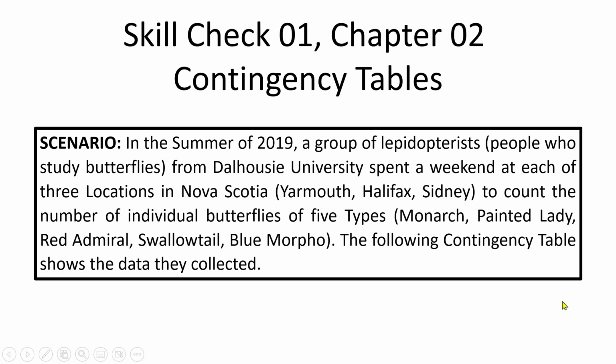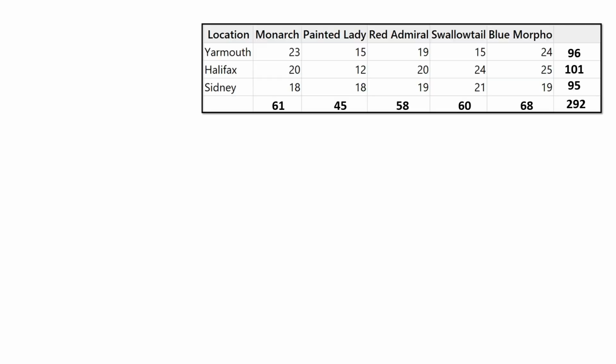So, hi there. This is your skill check for chapter 2 on contingency tables. And here is the scenario. We're pretending that in the summer of 2019, a group of lepidopterists from Dalhousie spent a weekend at each of 3 locations counting 5 different kinds of butterflies. So we have 2 categorical variables. The data they collected appears in a contingency table.